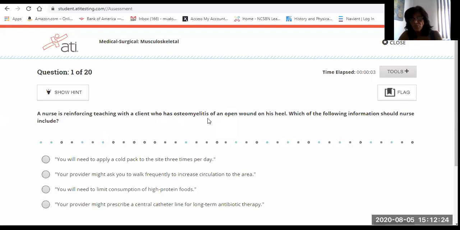A nurse is reinforcing teaching with a client who has osteomyelitis of an open wound on his heel. Which of the following information should the nurse include? You'll need to apply a cold pack to the site 3 times a day. Your provider might ask you to walk frequently to increase circulation. You'll need to limit consumption of high protein foods. Your provider might prescribe a central catheter line for long-term antibiotic therapy.